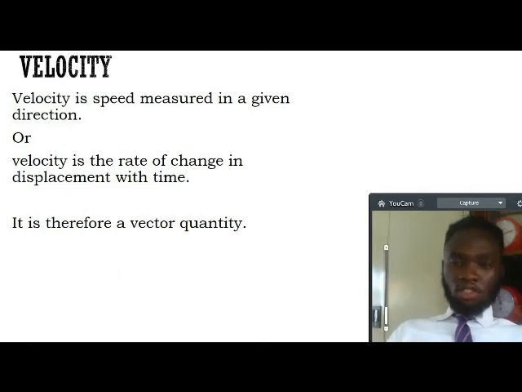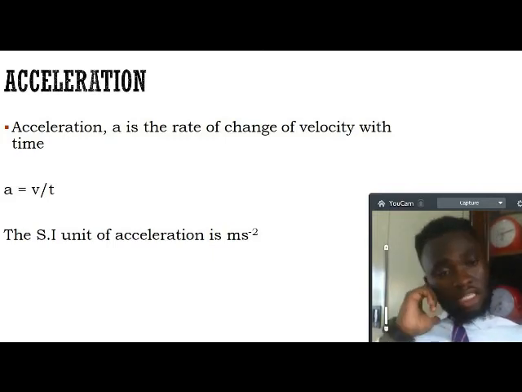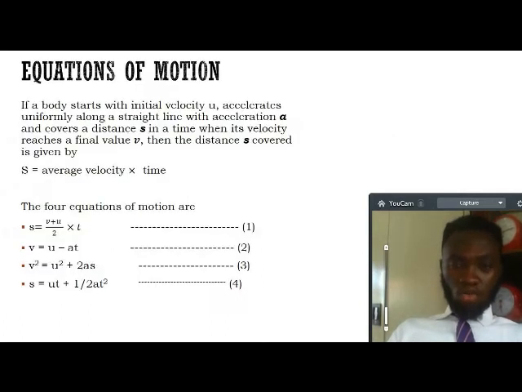What is velocity? Velocity is the rate of change in displacement with time, or speed measured in a given direction. It is a vector quantity because it has direction. Now, acceleration is the rate of change of velocity with time. The mathematical expression for acceleration is v over t. The SI unit of acceleration is what? Meter per second square.